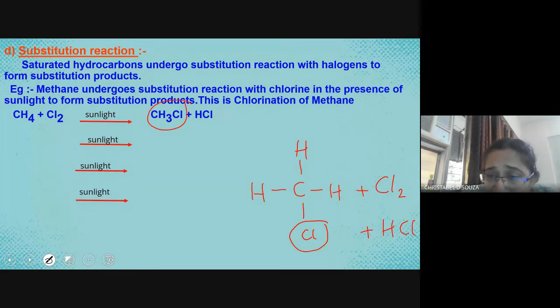CH3Cl plus HCl. Right? Now, can you tell me the name of this? This is methyl chloride. What is that? Methyl chloride. Right? Plus HCl.